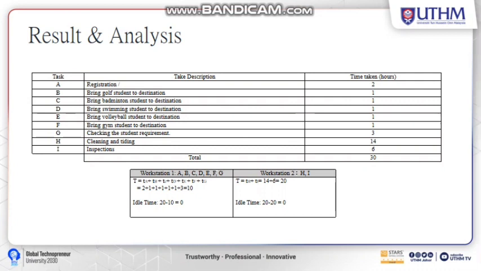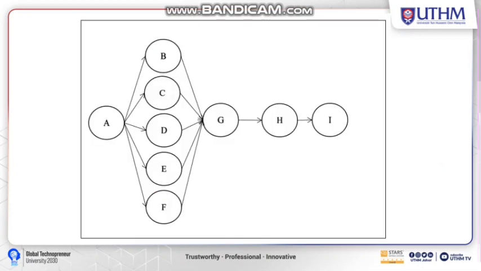The table below shows workstation 1 and workstation 2. Workstation 1 consists of tasks A, B, C, D, E, F, G, and workstation 2 consists of tasks H and I. The total for workstation 1 is 10 hours with idle time 0, and for workstation 2 the total time is 20 hours and the idle time is 0. So this is the flow of the tasks from A to B, C, D, E, F, and then to G, H, and I.